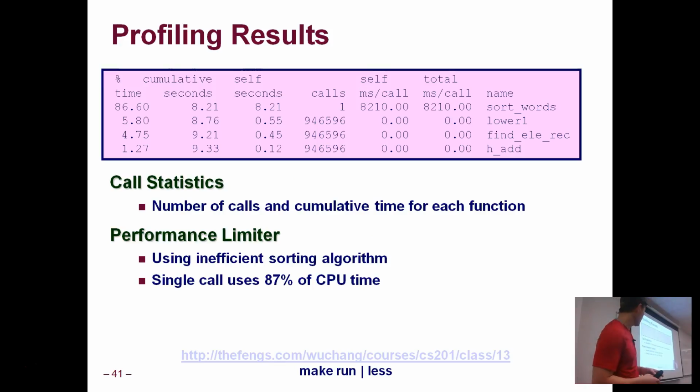Okay. So you go and you implement this thing, you profile it, and you get something like this. Hash table add is 1% of the time. Find the element in the hash is 4%. Lowercase is 5%, and then most of it is in the sorting. So you're like, okay, maybe I should work on the sorting algorithm to see if I can make that more efficient. Okay, so there's an example of this in this directory, which I can show you.